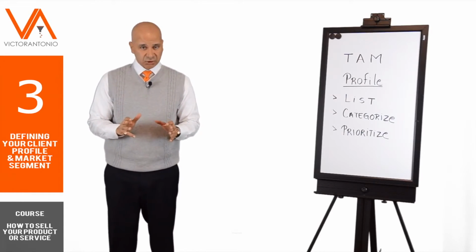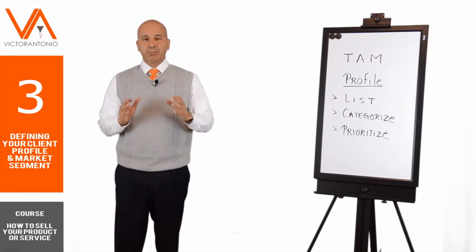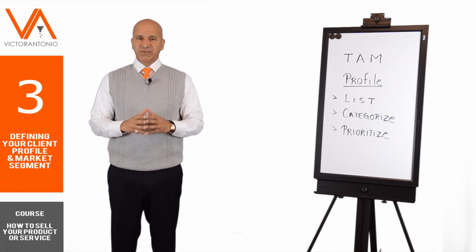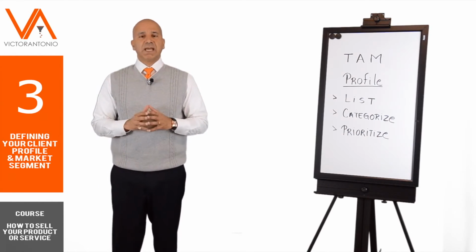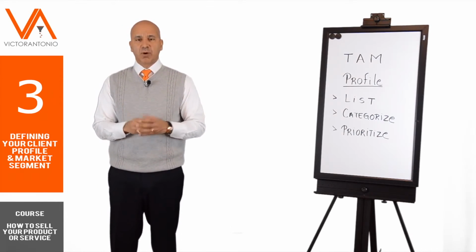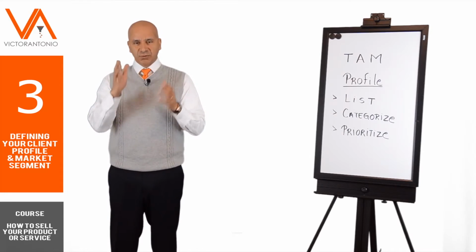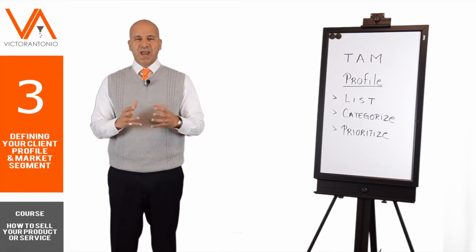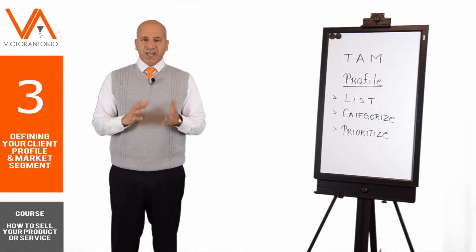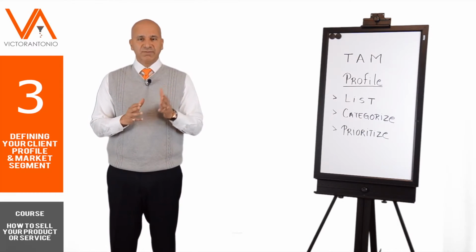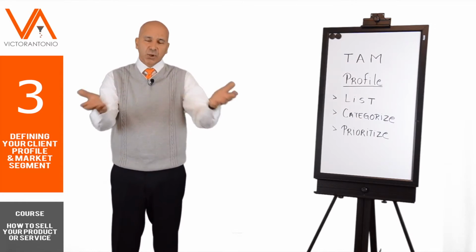Now in this module, we're going to get into what I call the TAM profile. TAM stands for Total Available Market. Now, we have the right mindset, we know what we want to sell, we know what our product or service is, we've gone through the features, benefits, advantages, we know what we have and what we have to offer. Now we've got to find somebody who will buy it. TAM again stands for Total Available Market, which means basically the whole world.